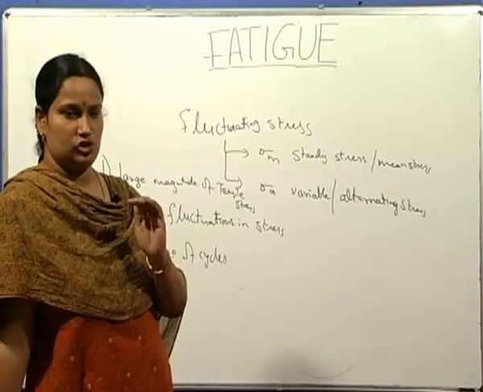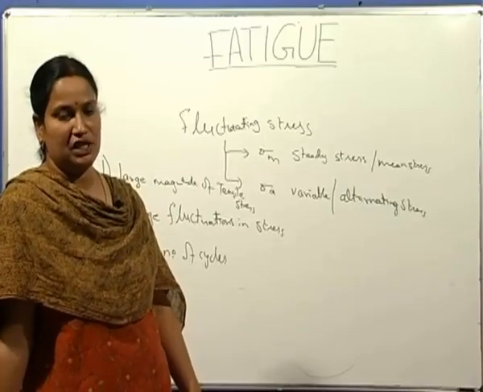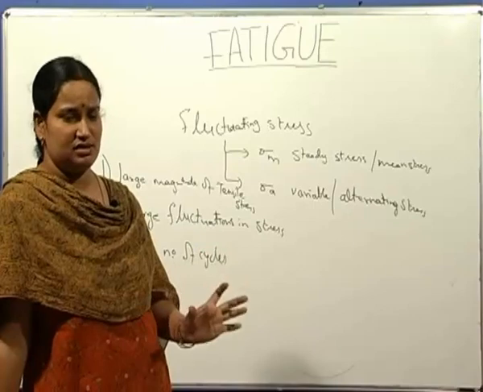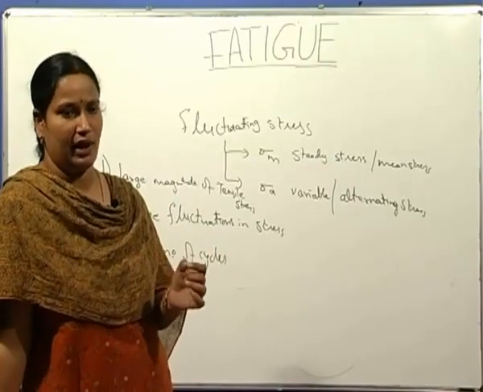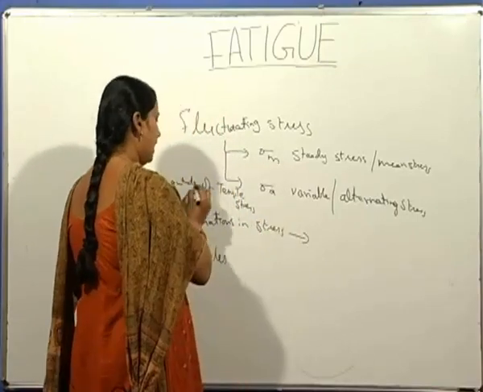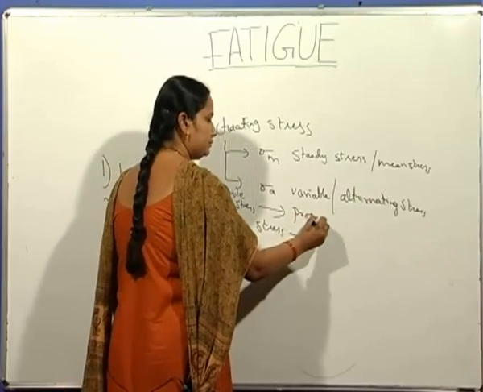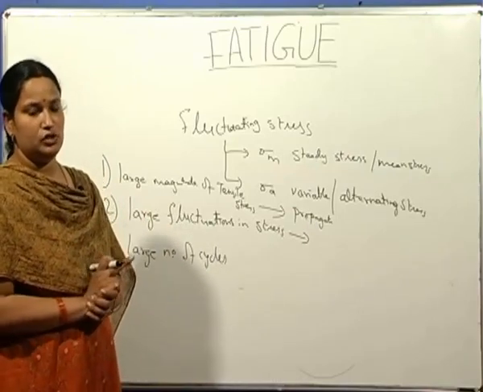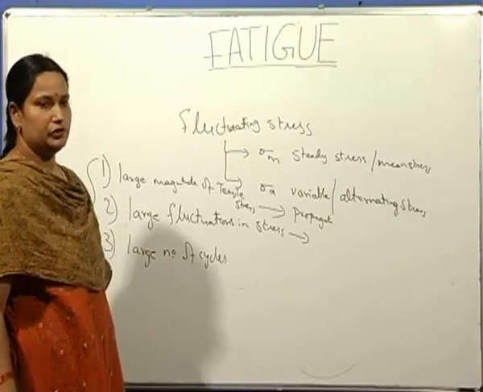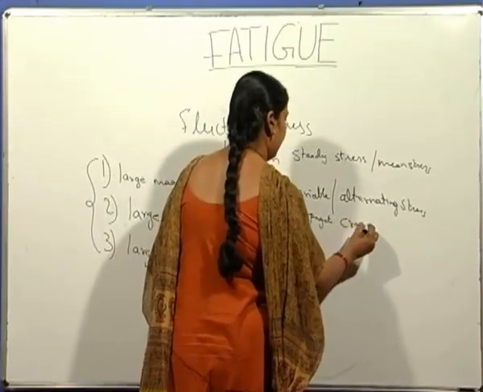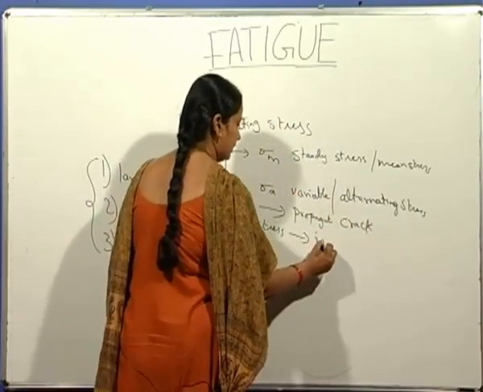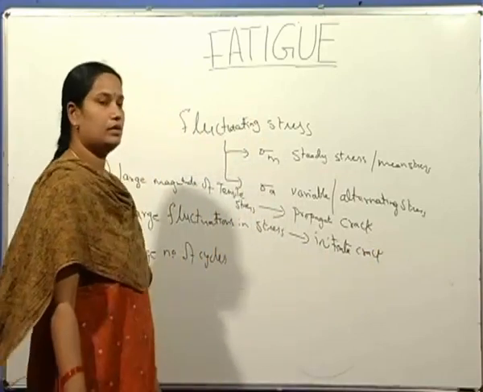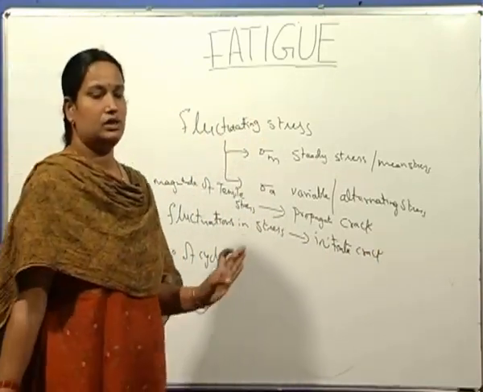So the three basic factors that contribute to fatigue failure: a large magnitude of tensile stress means the net stress should be tensile for the crack propagation to take place and finally lead to failure. And there should be fluctuations in the stress; fluctuations in the stress mainly contribute to the initiation of a crack. So this is to initiate a crack, a large magnitude of tensile stress to propagate a crack, and then a number of cycles where the material undergoes final fracture. So these are the three main basic factors that cause fatigue failure.